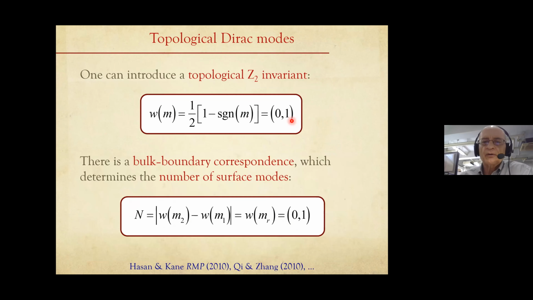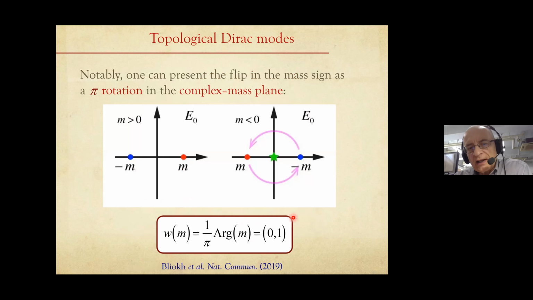And then you can introduce a topological Z2 invariant related to the change of the mass sign. And there is a bulk-boundary correspondence that determines the number of surface modes n by taking this difference here. It can be 0 or 1. You can present the flip of the mass when you go from positive to negative as a pi rotation in the complex plane. And you get this omega here.